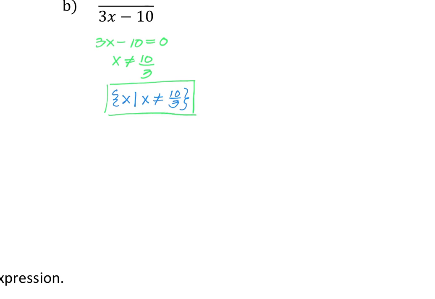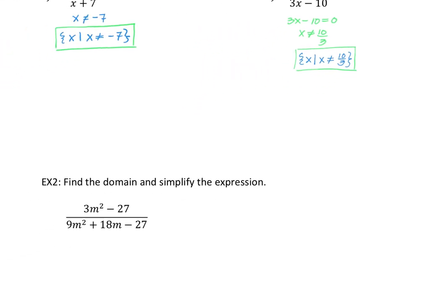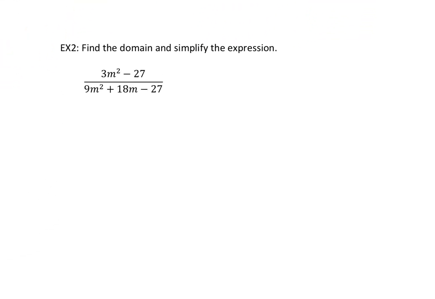Again, we'll explore set builder notation further in chapter 1. Let's look at another example. In example 2, we want to find the domain and then simplify the expression. And this is really important when you're dealing with rational expressions. If you have to find the domain, you want to find the domain before you simplify. Remember, this is a fraction. Maybe it can be reduced. Maybe I can cancel some stuff.